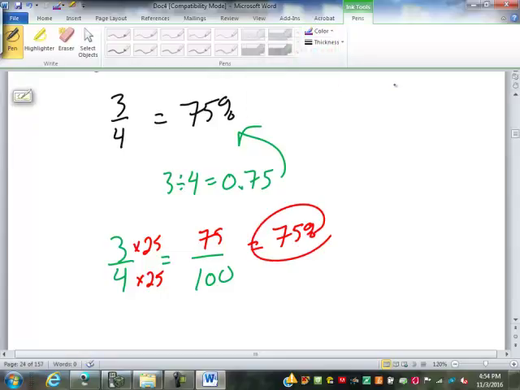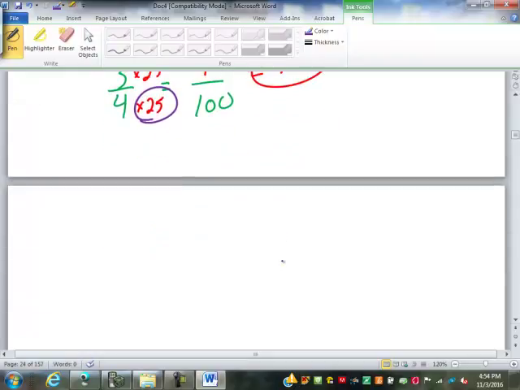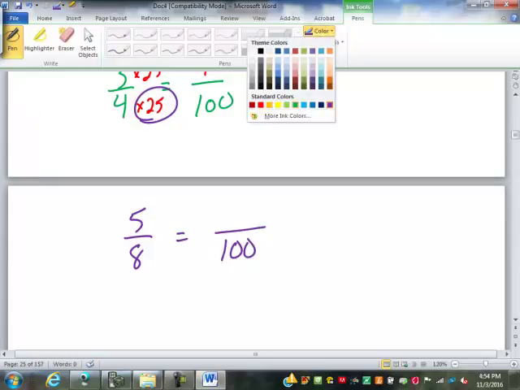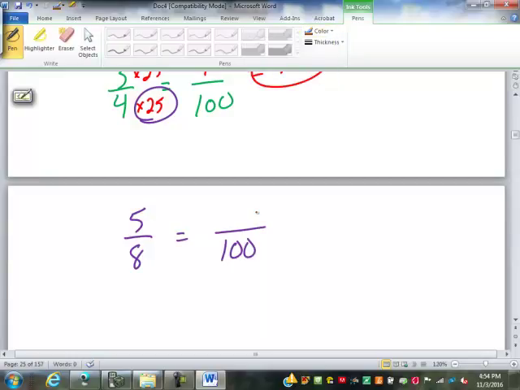So what happens here, what if we don't see that this is 25 we have to multiply by? Let me show you an example of one that's a little trickier. Like 5/8, changing that into a percent. What would I multiply the 8 by to make it 100? Well, what I would do is I would take 100 and I would divide by 8 to figure out what that is. It is 12.5, by the way. But then what am I going to do with that number? I'm going to take 5 times that number. So 5 times the result of 100 divided by 8.